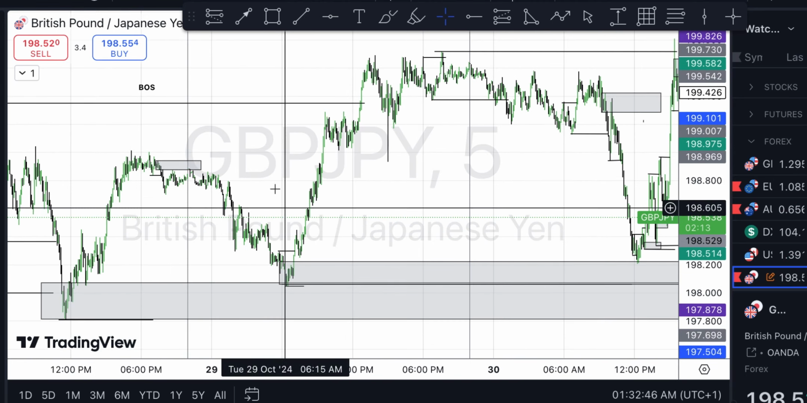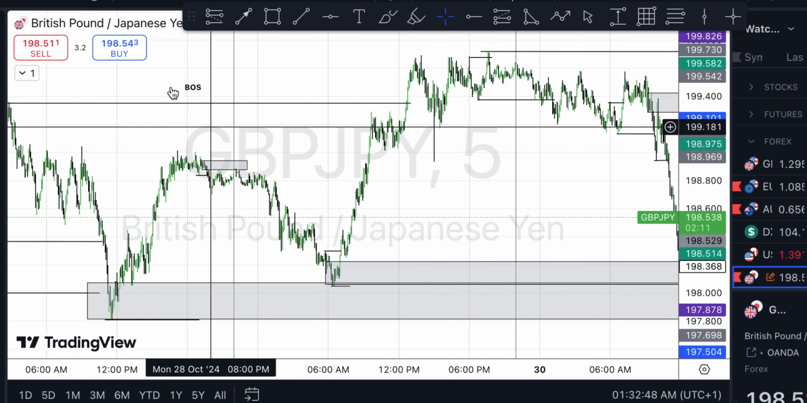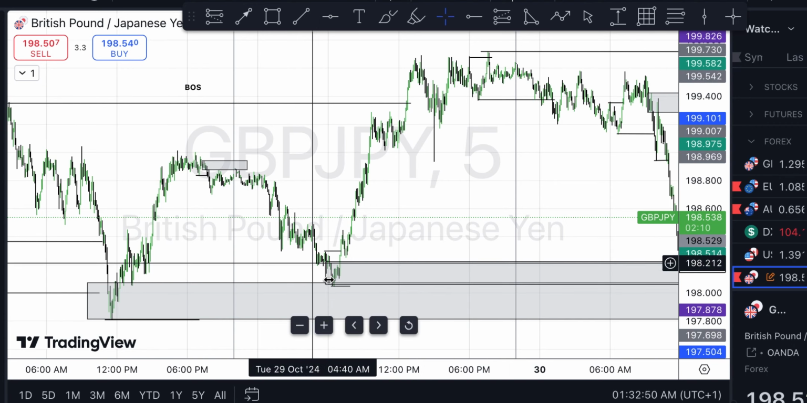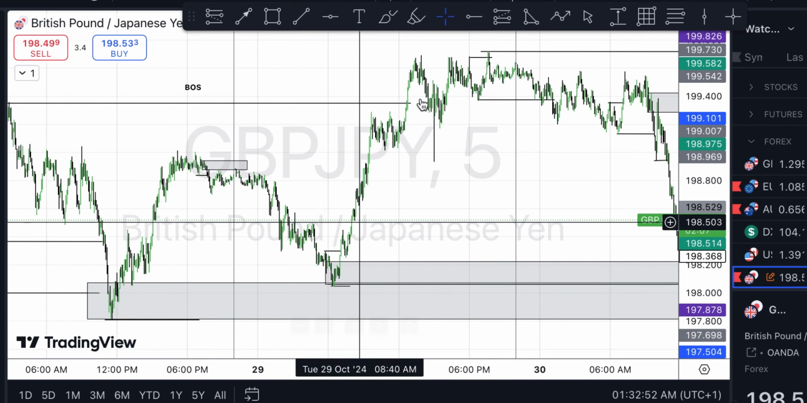So now you can see that after this break of structure, this was the candle that initiated this break of structure.